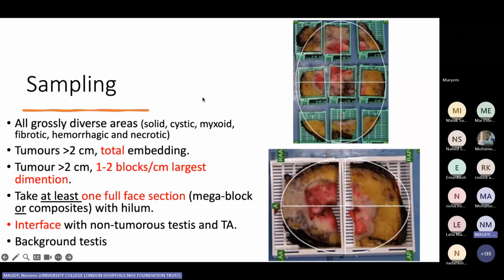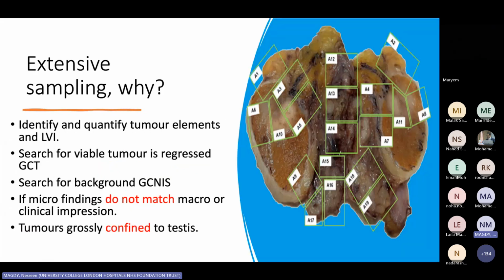And we have to take sections from the interface between the tumor and non-tumorous tissue along with the surrounding tunica albuginea, and of course we have to sample the background testis, and we will discuss later why this is important. So do we need to do extensive sampling? The answer is, in testicular tumors, yes. This is very important to identify and quantify the different tumor elements in mixed germ cell tumors, and to find lymphovascular invasion, which is a very important parameter in terms of staging and prognosis.